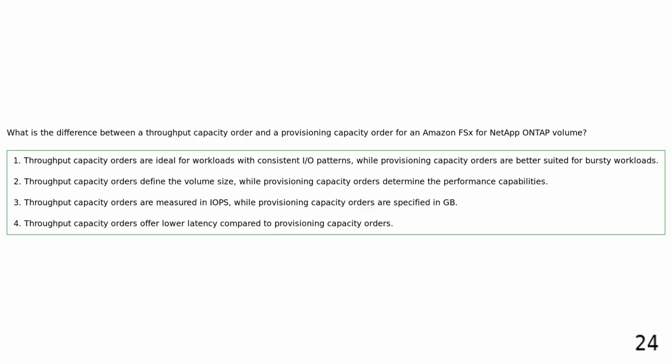What is the difference between a throughput capacity order and a provisioning capacity order for an Amazon FSx for NetApp ONTAP volume? Throughput capacity orders are ideal for workloads with consistent I/O patterns, while provisioning capacity orders are better suited for bursty workloads. Throughput capacity orders define the volume size, while provisioning capacity orders determine the performance capabilities. Throughput capacity orders are measured in IOPS, while provisioning capacity orders are specified in GB. Throughput capacity orders offer lower latency compared to provisioning capacity orders. Throughput capacity orders are designed for workloads with predictable access patterns and guarantee a baseline level of performance. Provisioning capacity orders, on the other hand, are suited for bursty workloads and provide a set amount of IOPS.